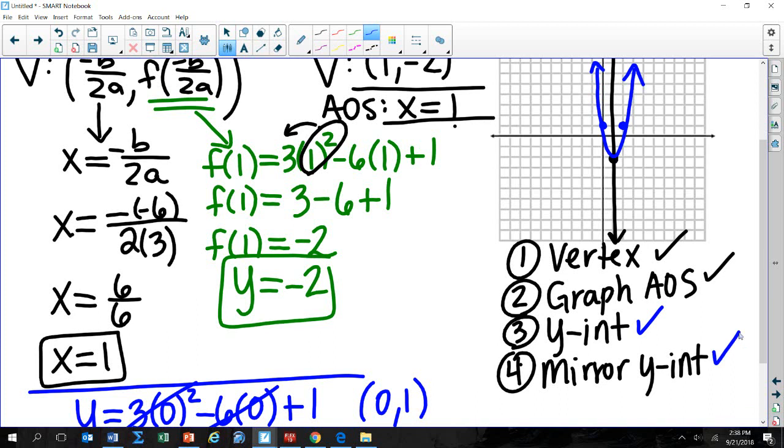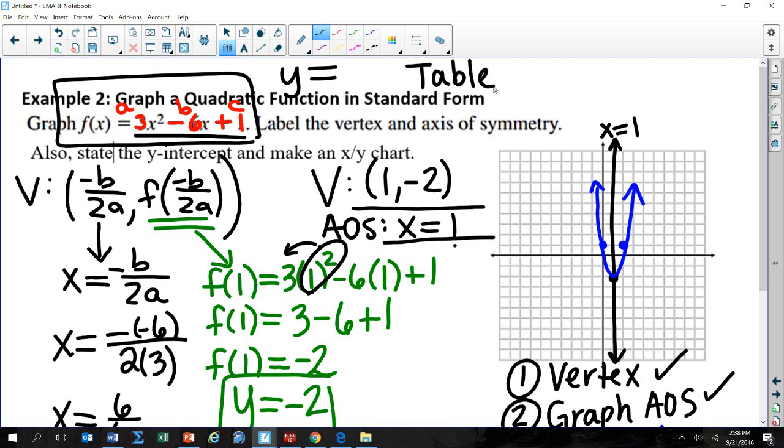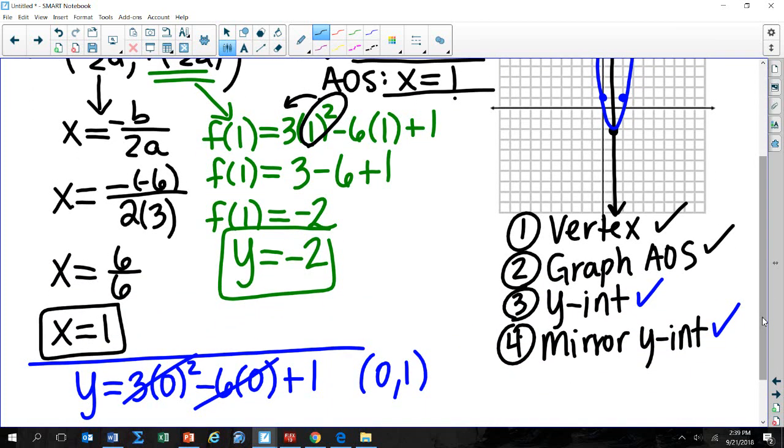What can you do to get more points to graph? Where could you go on your calculator to get more points? The table. So don't forget that. If you ever need more points to graph, just put this into your y equals on your graphing calculator and go to the table on your calculator. You can get an infinite amount of points to graph using your table. So do not forget that. If you're in a pickle and you don't know how to graph it, go to your table. That's where we're going to stop.